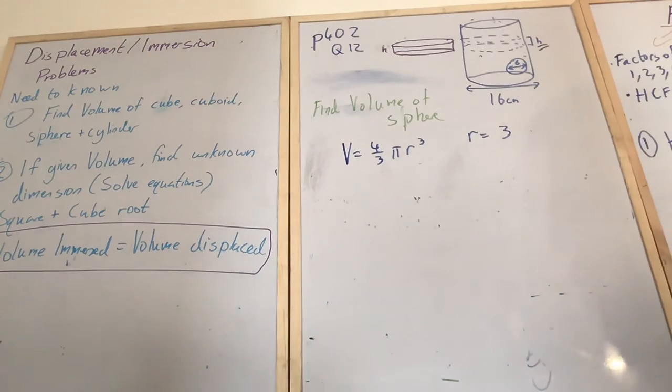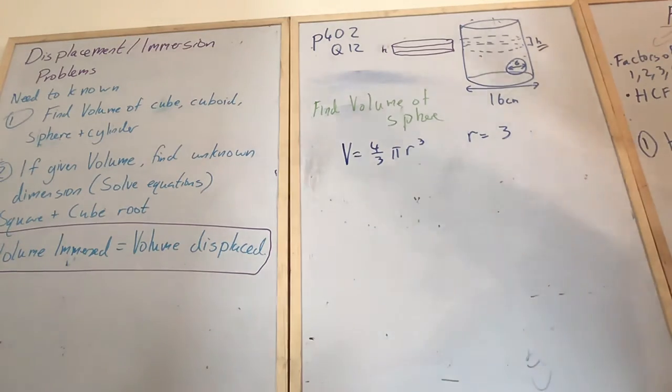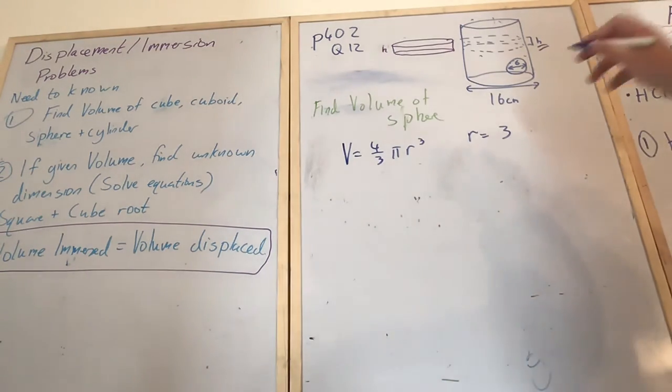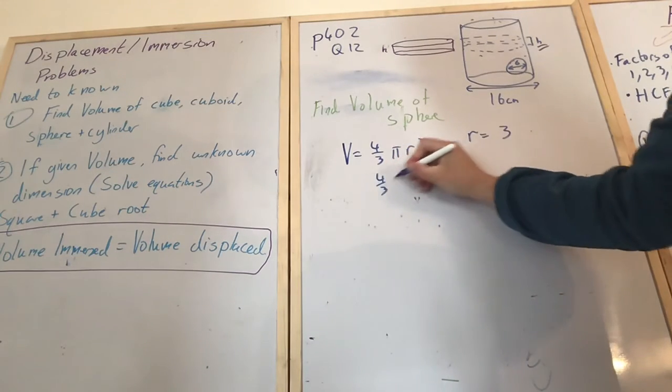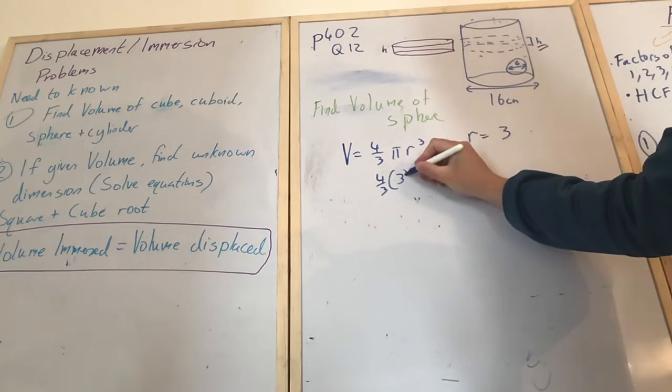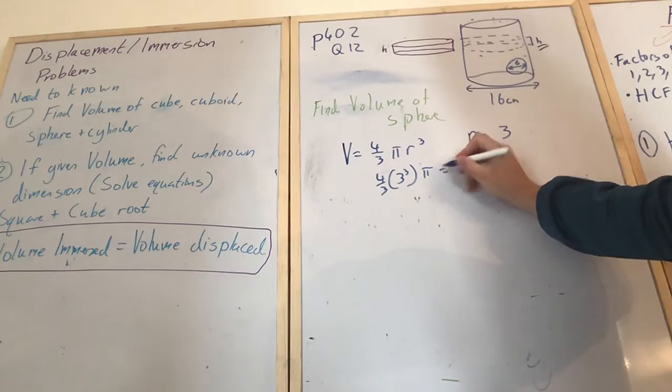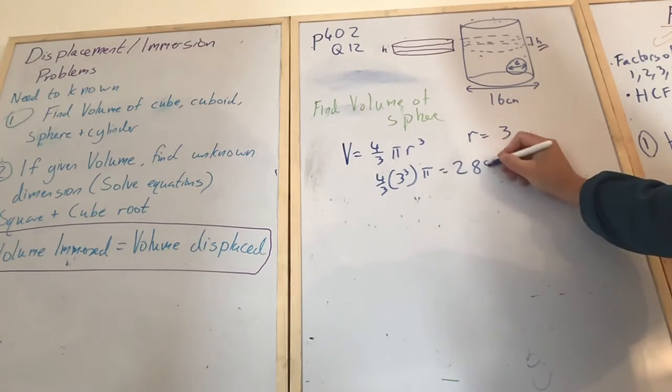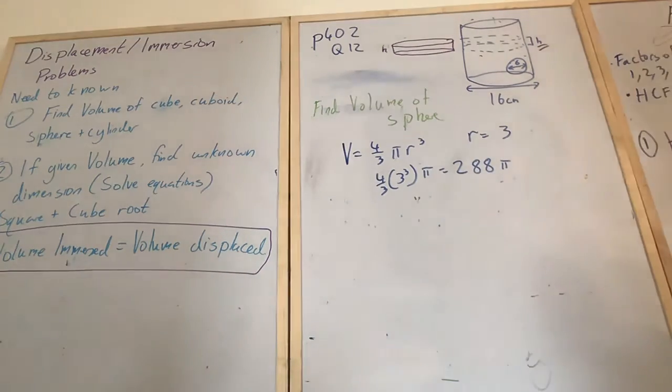With these questions, we can leave it in terms of pi, so we don't need to sub in 3.14 or 22/7 for pi. I will show you later on in the question why we don't. When we sub it in, 4/3, 3 cubed, no harm putting that in brackets, by pi, that should equal 288 pi. That will be our volume of the sphere.